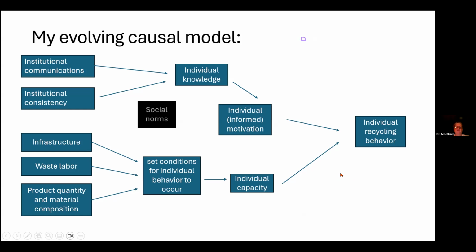In my understanding of causality, people need to understand recycling in order to be motivated to do it. They have to understand how to recycle, what they need to do. They also have to understand something about why they should recycle. And that is of course true. And all of that is going to motivate them to recycle. And how do they get that knowledge?